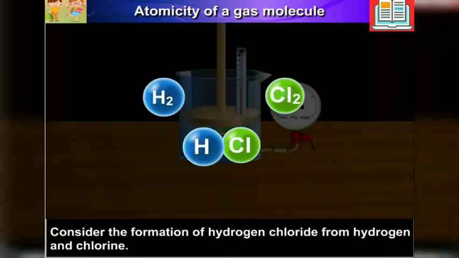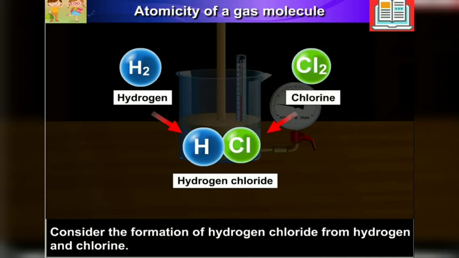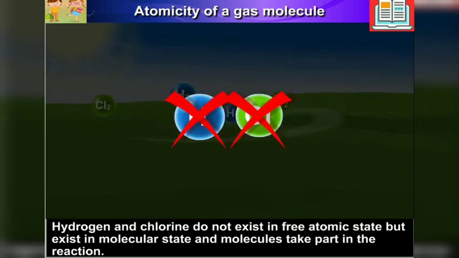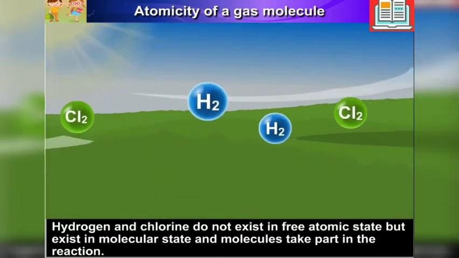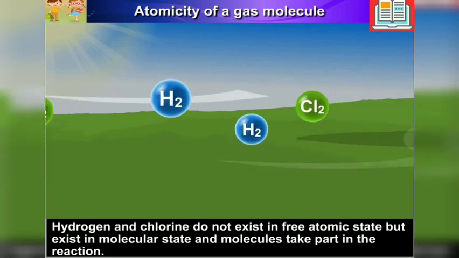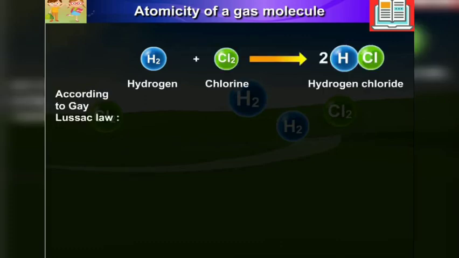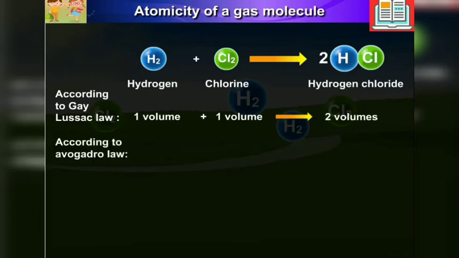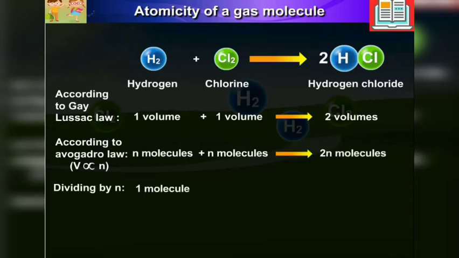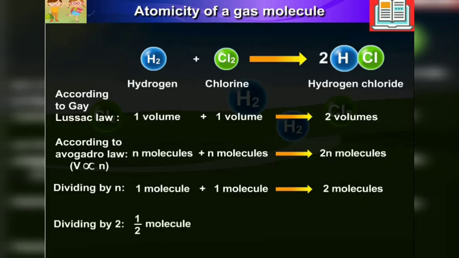Consider the formation of hydrogen chloride from hydrogen and chlorine. Hydrogen and chlorine do not exist in the free atomic state, but exist in the molecular state, and molecules take part in the reaction. The reaction may be written as hydrogen plus chlorine gives hydrogen chloride. According to Gay-Lussac's law, 1 volume plus 1 volume gives 2 volumes. According to Avogadro's law, V is directly proportional to N. N molecules plus N molecules gives 2N molecules. Dividing by N, 1 molecule plus 1 molecule gives 2 molecules. Dividing by 2, 1/2 molecule plus 1/2 molecule gives 1 molecule.